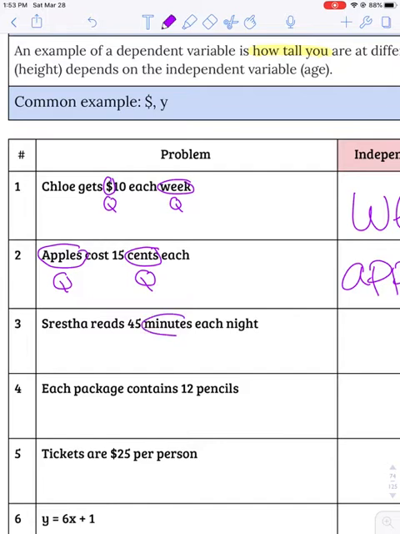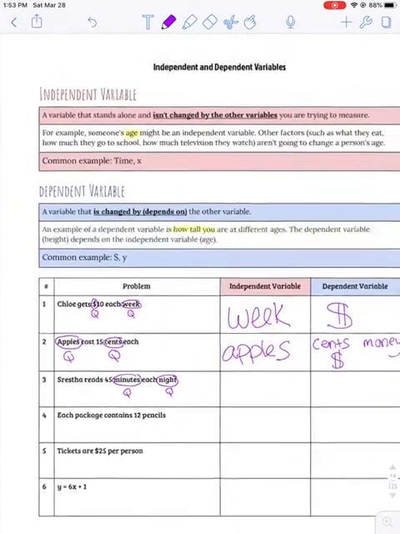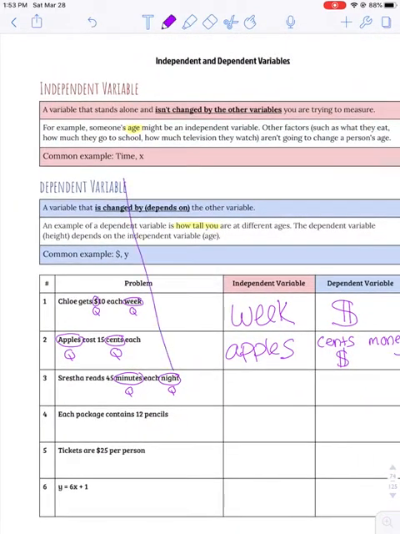Hopefully you're ready to go over number 3 now. So I see minutes and nights. Those are both quantities. Now, unfortunately, these are both examples of time. So the trick doesn't really help me here because they can't both be independent. So I have to really think about that. Which one is in control? The one that's in control is the nights. How many nights have passed?